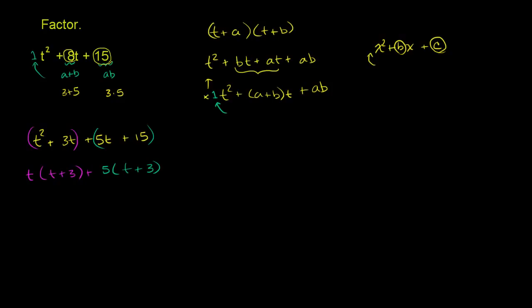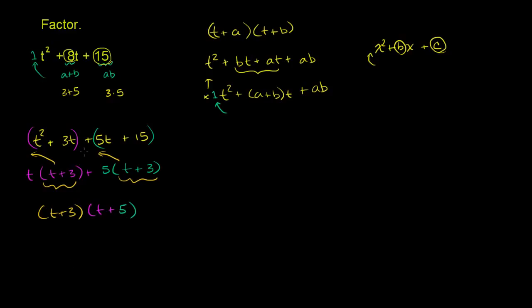And now you can factor out a t plus 3. You have a t plus 3 being multiplied times both of these terms. So let's factor that out. So it becomes (t plus 3) times (t plus 5). And we are done.